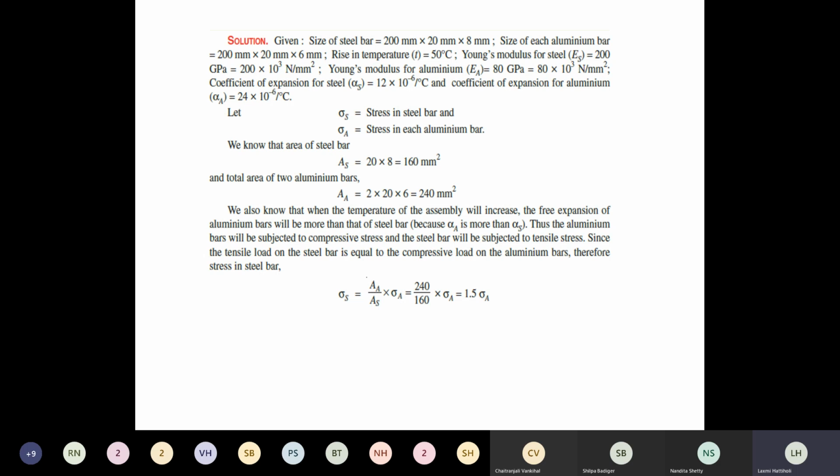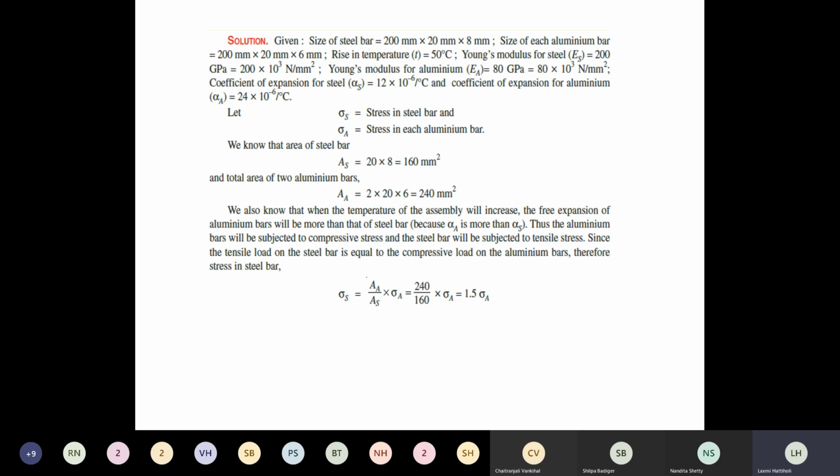So I have taken sigma s outside here. Now what remained is sigma a divided by As into Aa. Now the area for aluminium we have calculated, substitute. The area for steel we have calculated, substitute. Keep sigma a as it is. So now you will get a condition that sigma s is equal to something of sigma a.